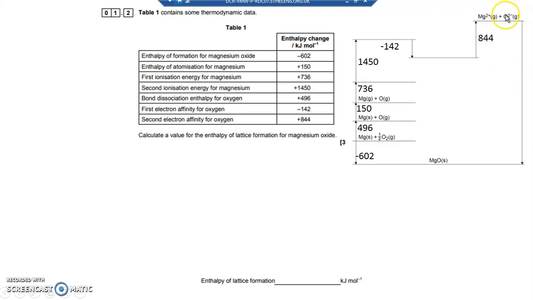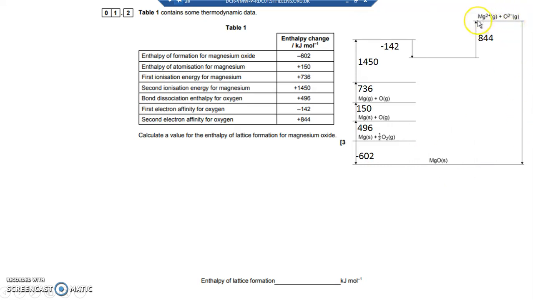So what am I going to do? If I start from here and come down here, this is the missing enthalpy change that I need, coming from Mg2+ gaseous ions and O2- gaseous ions to form 1 mole of a solid ionic lattice, MgO. So I want it to come from here to here.